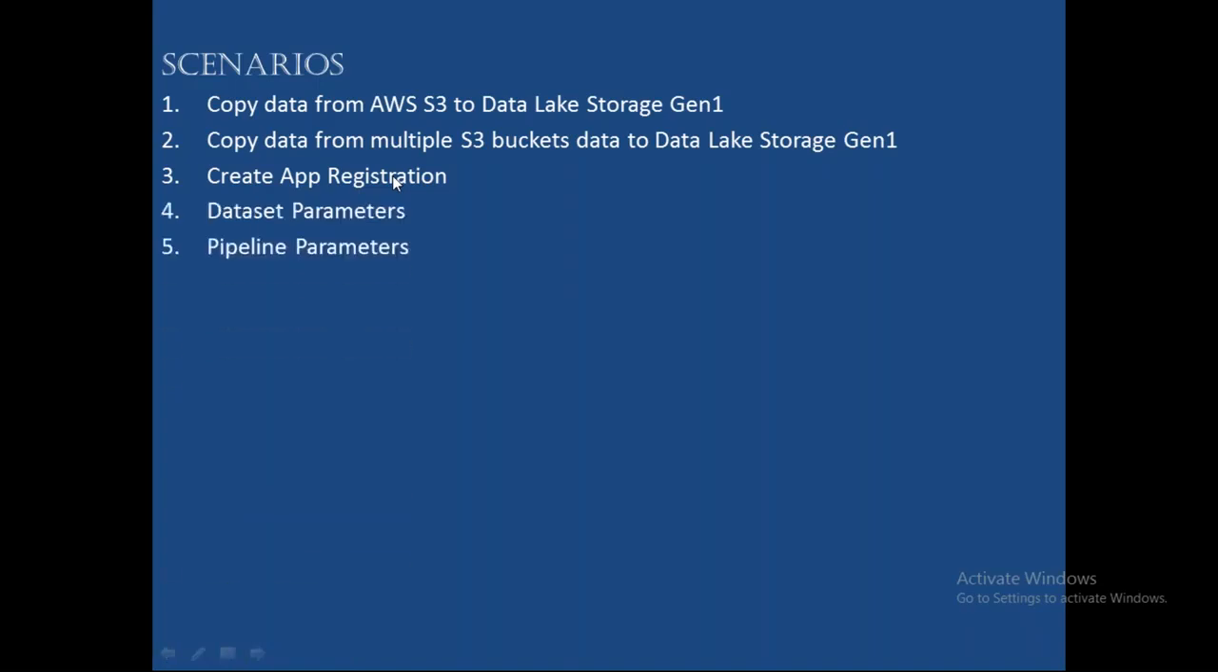Then we will create the dataset parameters and pipeline parameters. Today we will use the copy activity, the for each activity, and the lookup activity also we are going to use. Okay, so these are the things we will do. Copy data from S3 bucket to ADLS Gen1.